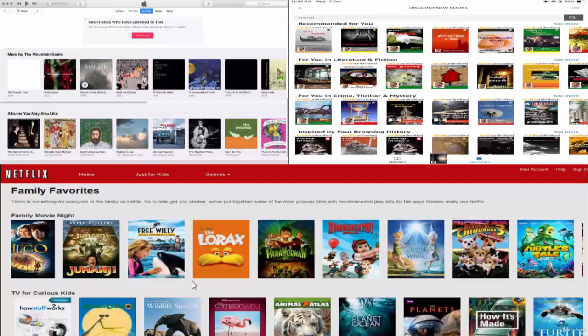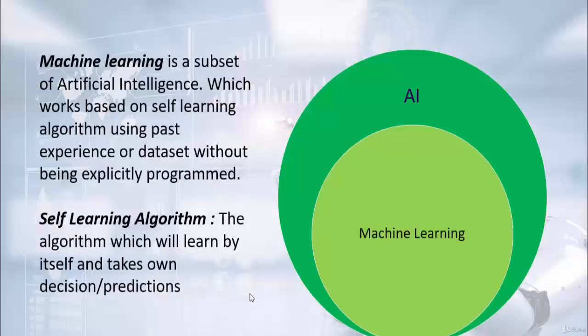Let's see the definition now. This is my own definition. Just for understanding purposes, I made it in easier words. Machine learning is a subset of artificial intelligence. It means in AI we have many areas, and machine learning is one of the subsets. So we should not think artificial intelligence and machine learning are the same. Both are different. Machine learning is a subset of artificial intelligence, which works based on a self-learning algorithm using past experience or data set.